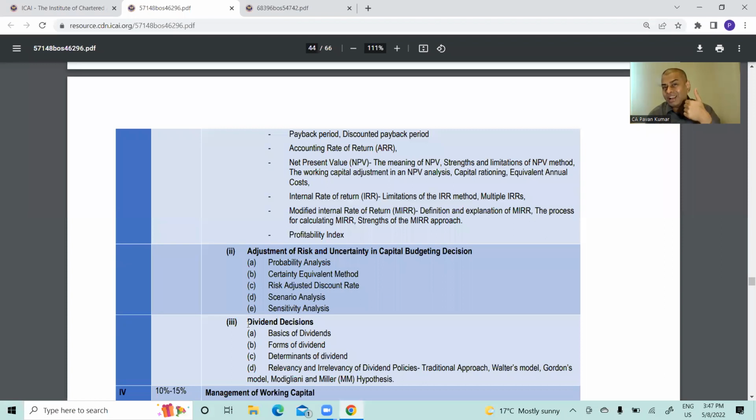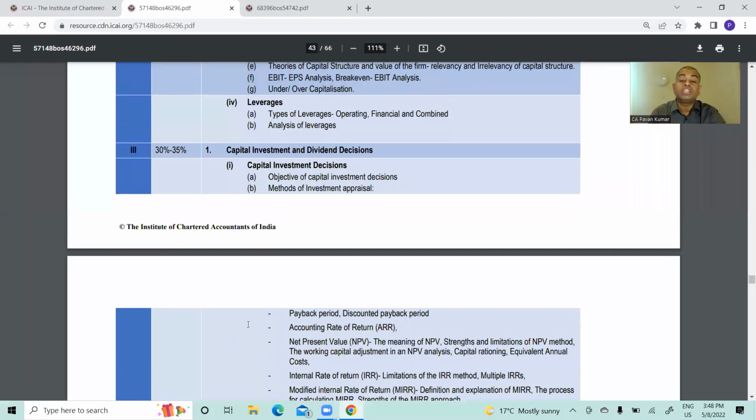So capital budgeting, risk analysis in capital budgeting, dividend decisions. These 3 put together, you will get 30 to 35% marks. That means approx 18 to 21 marks. Nice, no? Imagine capital budgeting and risk analysis in capital budgeting. If you are thorough, you have almost 15 marks in your pocket. Guaranteed 10 to 15 marks in your pocket.